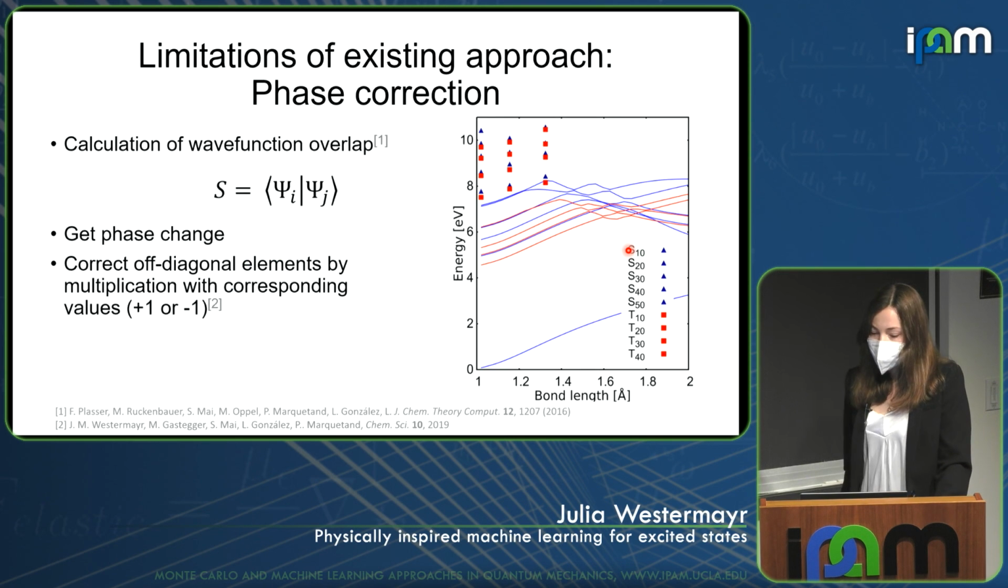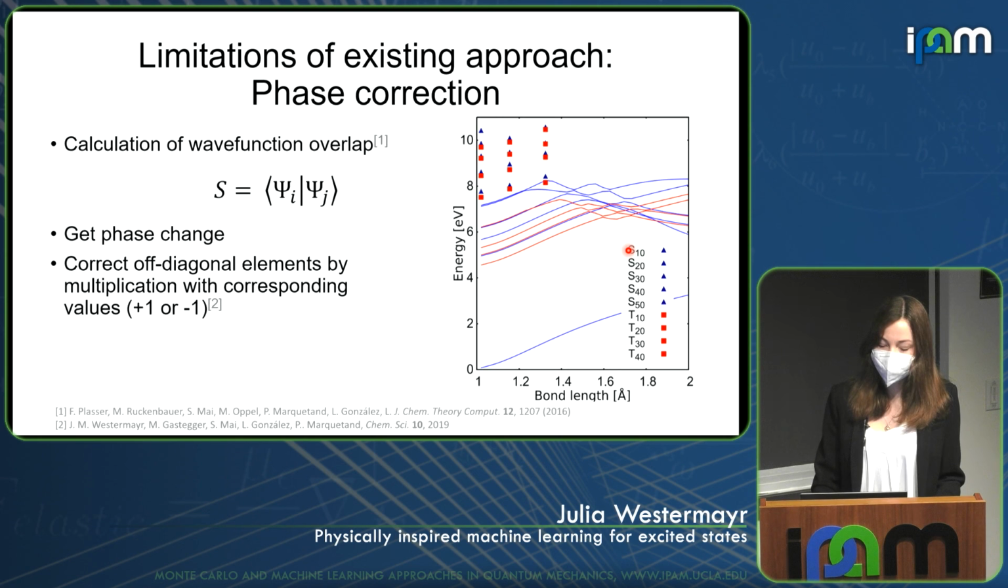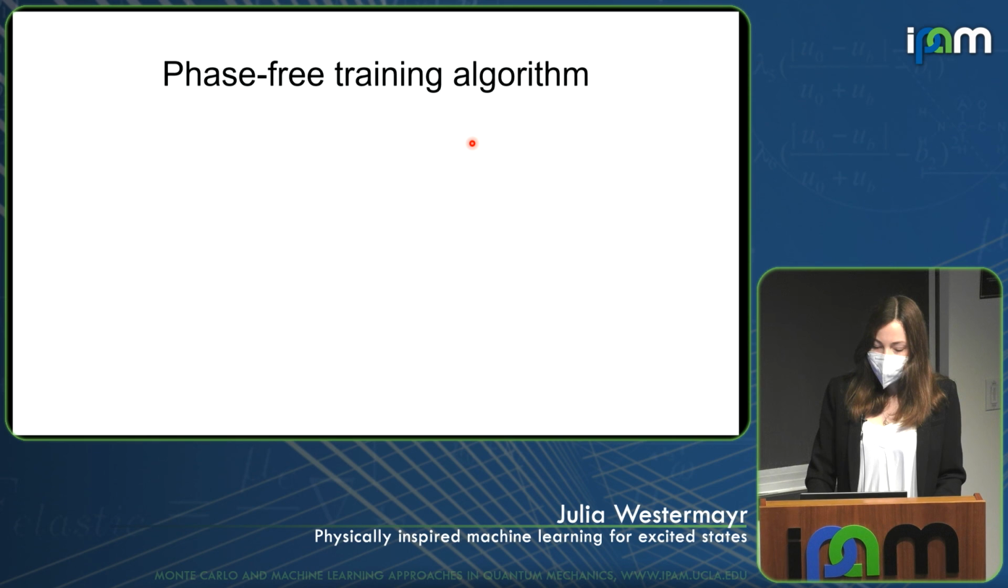Now, another limitation that I already mentioned is the phase correction, because it's very tedious and it doesn't always work. As I mentioned, we compute the wave function overlap between two geometries for every state. Now this is an arbitrary reaction coordinate of a dissociation in tyrosine. In blue we have singlet states and in red triplets. If you look at 2 angstrom distance here, the first singlet state, if we want to track this back to the reference geometry, then we might end up needing to track to the 50 or 100 state, and this is simply not feasible. So we wanted to overcome this problem and develop the phase-free training algorithm.